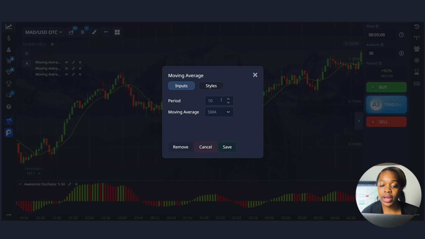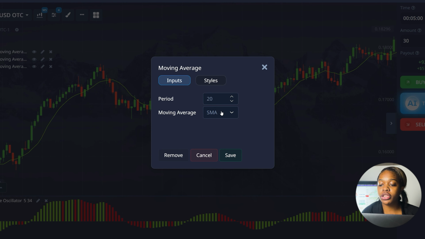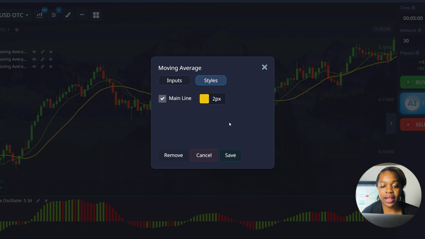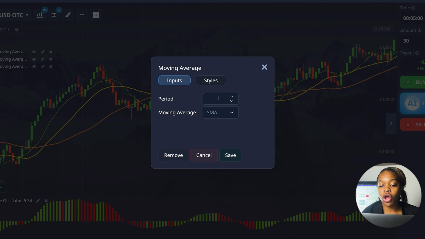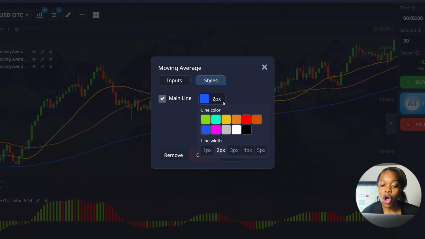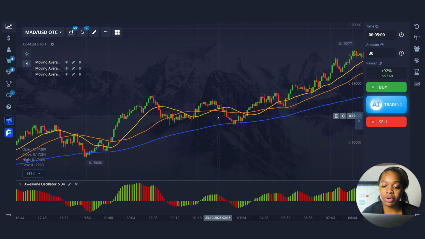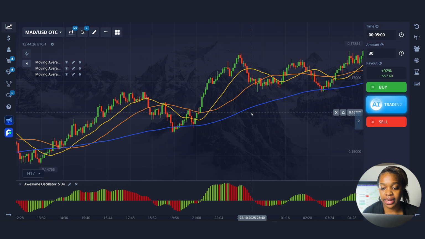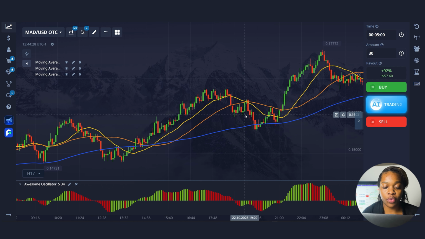The first, 20 SMA. This is the fast moving average. It shows short-term moves. I'll make it yellow and thicker. The second, 40 SMA. It's medium term and reflects the overall market tendency. I'll make it orange. And the third, 120 SMA. This is the long-term one. It shows the global trend. I'll make it blue. All 3 lines help visually determine which phase the market is in: growth, correction, or reversal.